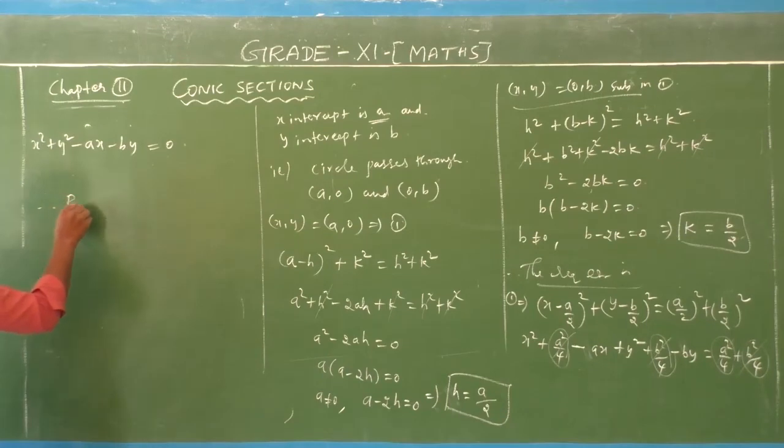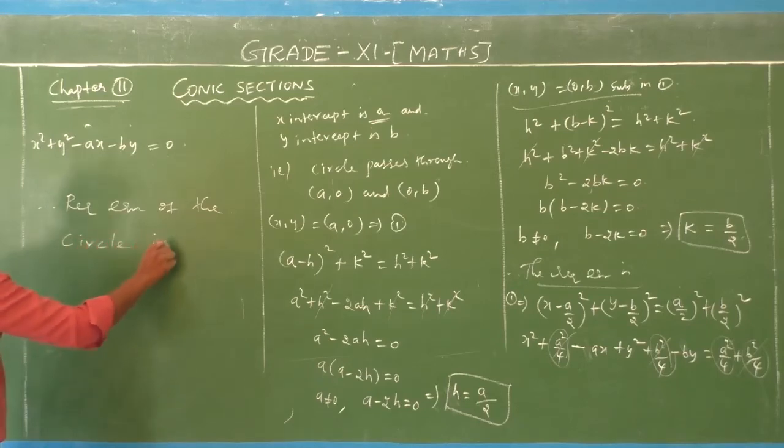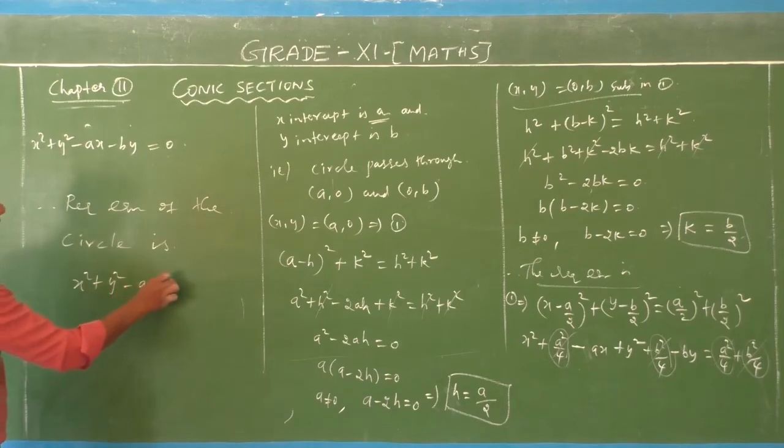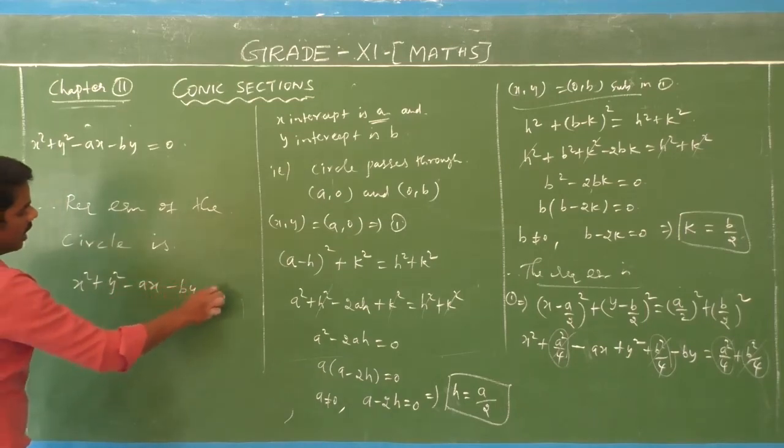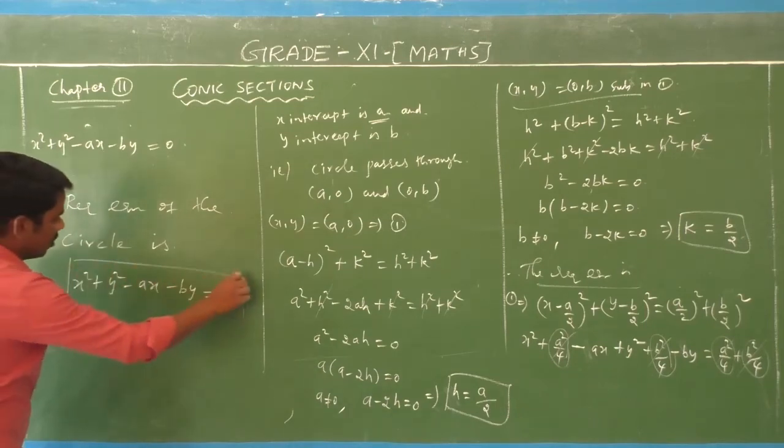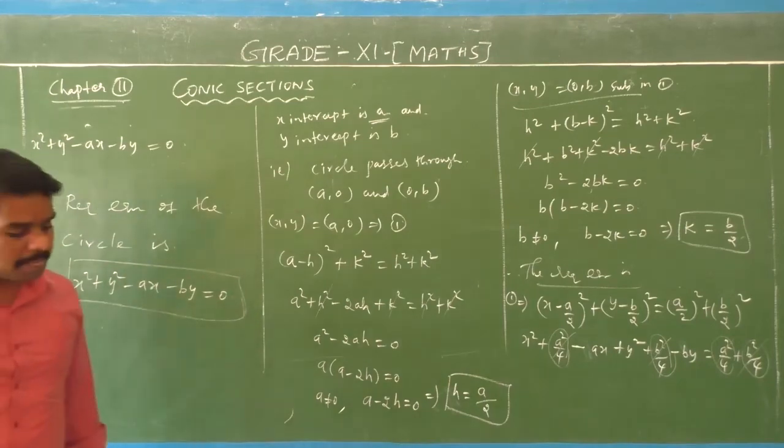Therefore, the equation of the circle is x square plus y square minus ax minus by equal to 0. This is the required answer. Okay, right.